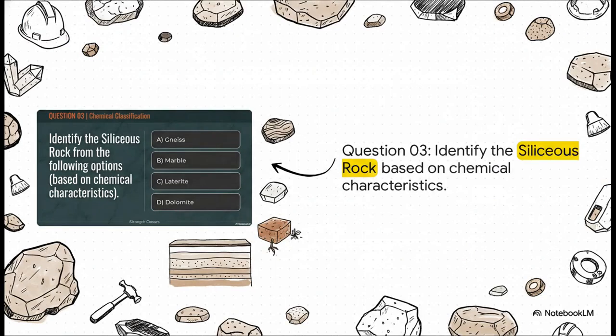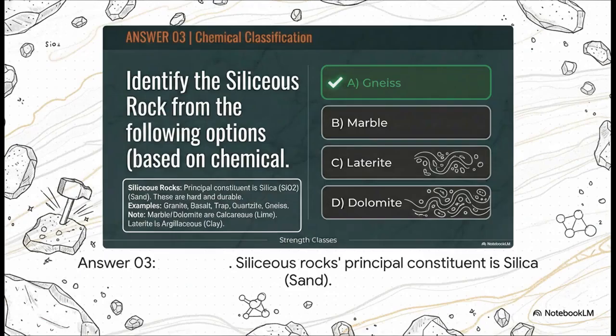All right, let's switch gears a little to chemical classification for question 3. Identify the siliceous rock from the following options. Your choices are gneiss, marble, laterite, and dolomite. What's your gut feeling on this one? The correct answer is A, gneiss.